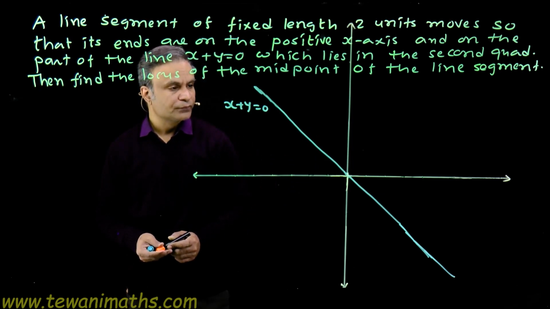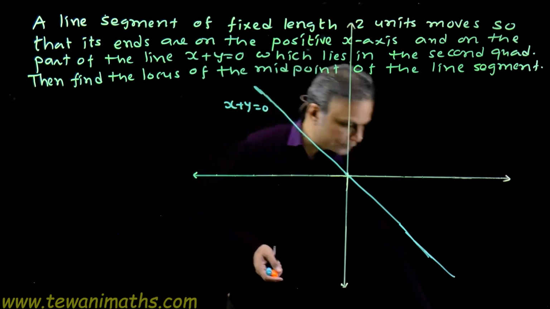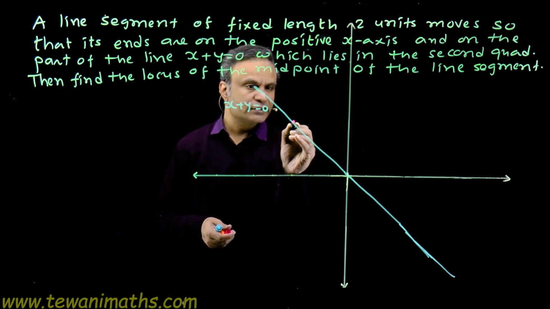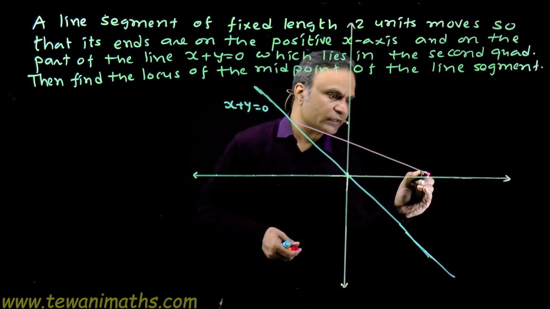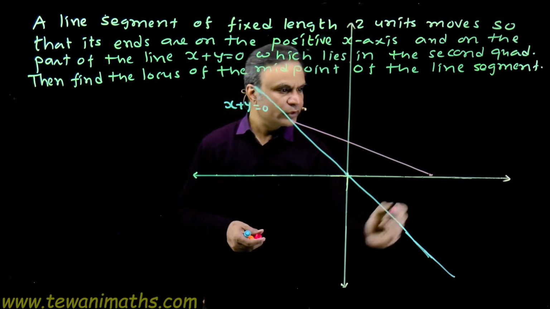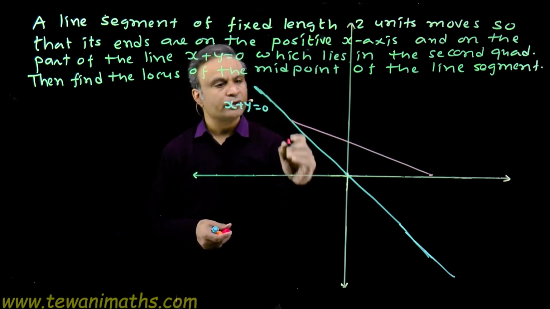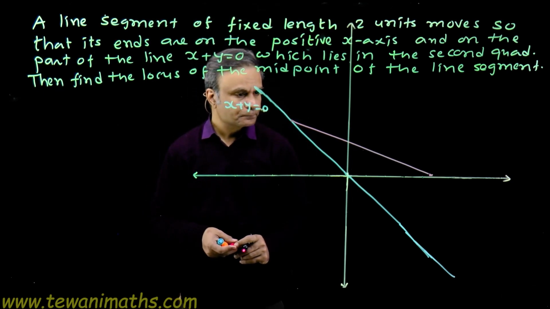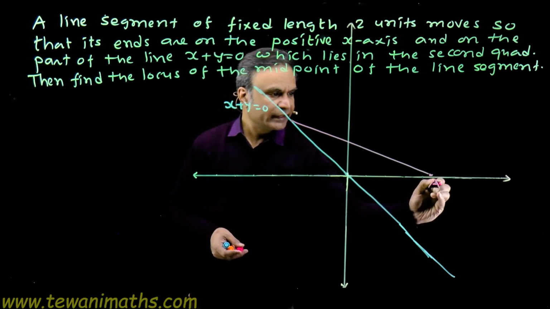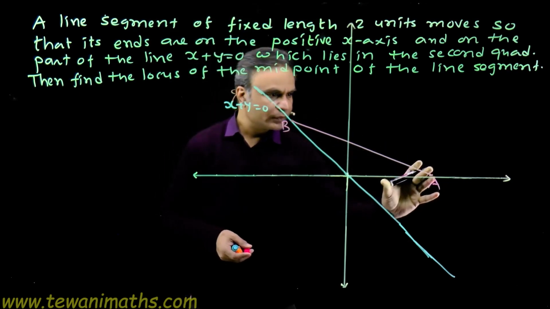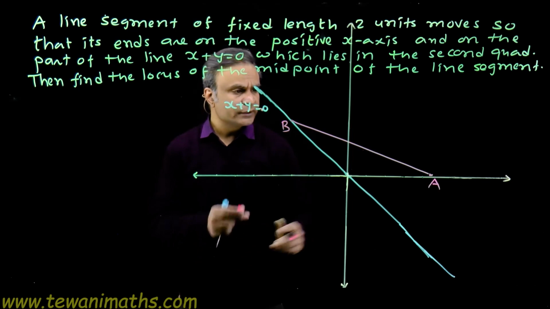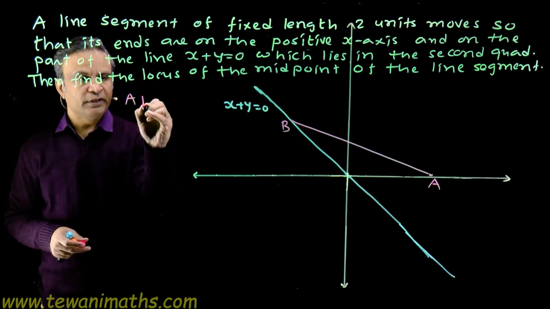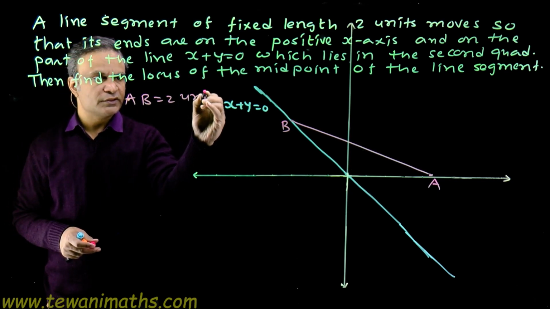in the second quadrant. तो हम यहाँ पे एक लाइन सेगमेंट ड्रॉ करते हैं जिसका लेंथ 2 यूनिट्स है. ठीक है. इसका एक एंड x-axis के ऊपर है और दूसरा एंड इस लाइन के ऊपर है, और ये जो पॉइंट है ये second quadrant में है, ठीक है ना. Suppose this is point A, this is point B. Here points A and B are variable points, but length AB is 2 units. This is given.